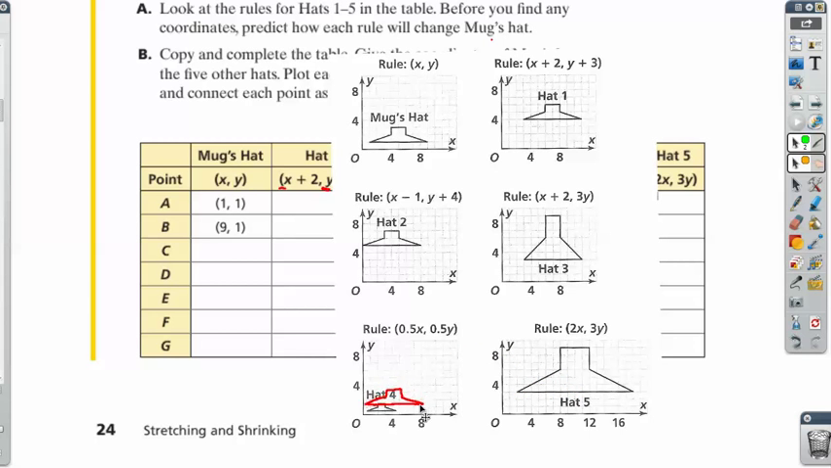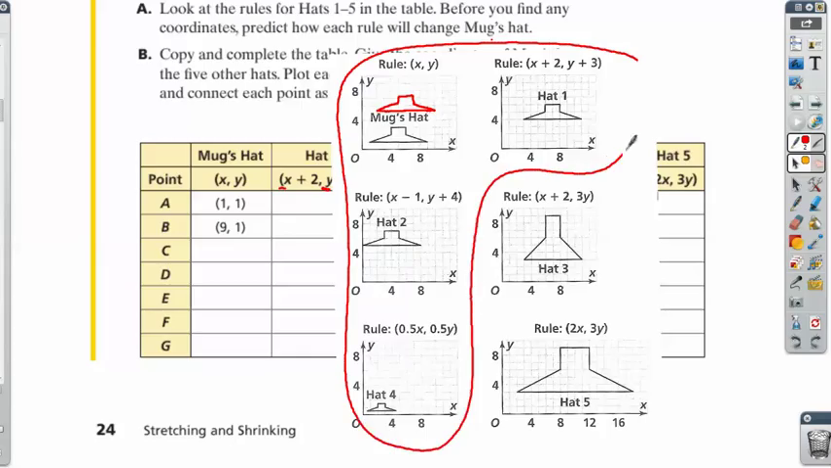And then it's hard to see here because it's so small. But look, these angles match up perfectly. So that means that these hats, and I'll circle them, these hats right here are all similar. And that makes sense because we're multiplying x and y by the same thing. In this case, we're multiplying by 0.5, a scale factor of 0.5. Here we're multiplying everything by 1, so you get congruent shapes.